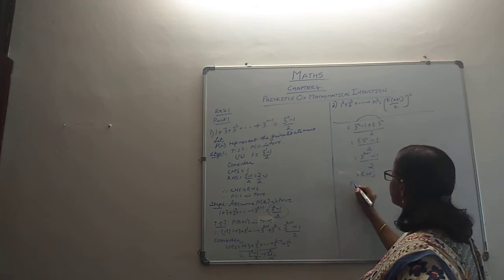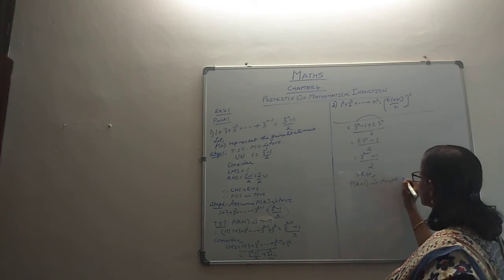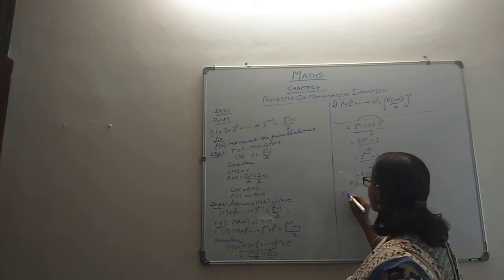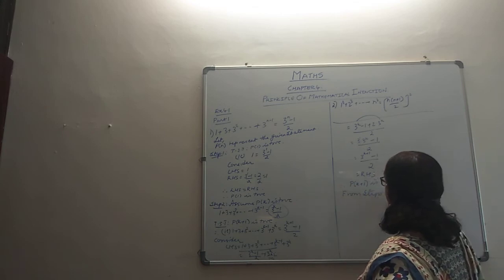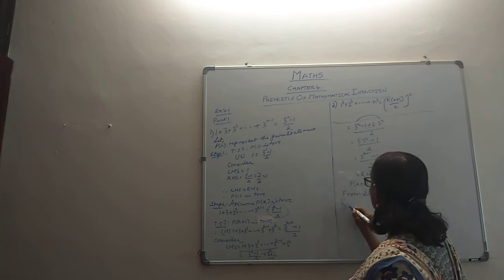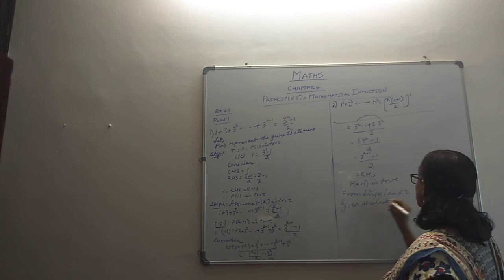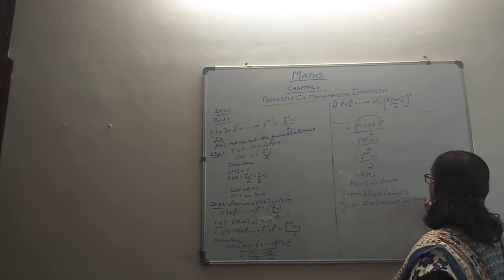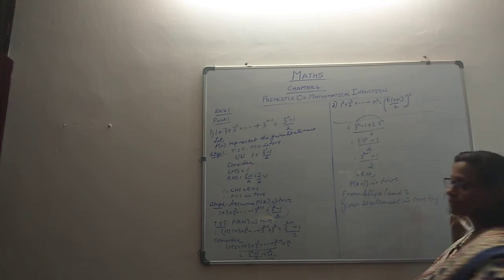Therefore, P of k plus 1 is true. That's what we have shown. So what we have done, therefore, from steps 1 and 2, the given statement is true by PMI, principle of mathematical induction.